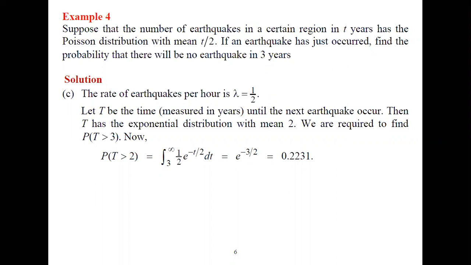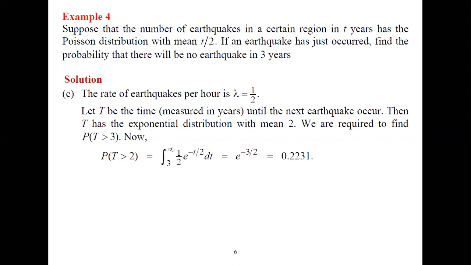So what's the question? If an earthquake has just occurred, find the probability that there will be no earthquake in 3 years. So we let T be the time measured in years until the next earthquake occurs. Then T has the exponential distribution with mean what? 2. Why mean 2? The mean is 2 because the unit rate for the Poisson distribution is 1/2. So it's always the reciprocal.